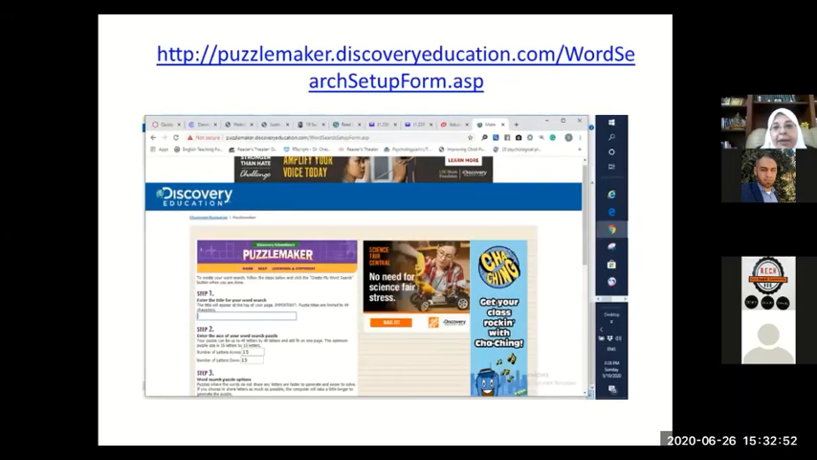Okay. This is a puzzle maker. This is a website called puzzlemaker.discoveryeducation.com. And this is really a very good website where your learners could prepare puzzles and share them together in the breakout rooms and try to solve them.